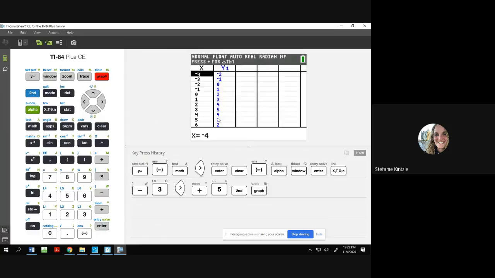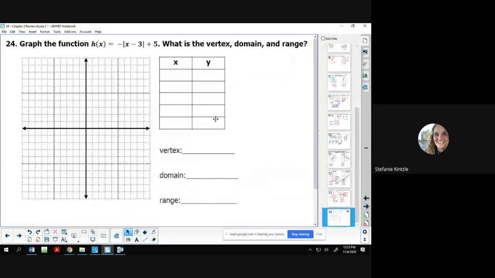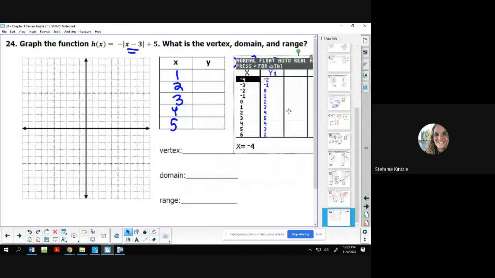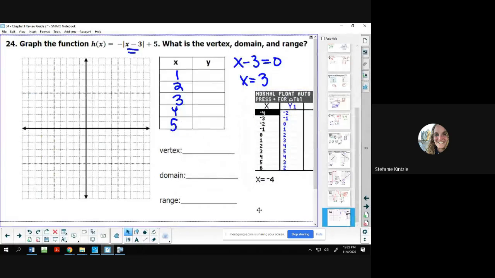Okay, so actually what I suggest doing first is take the inside of your absolute value symbols, which is x minus 3, and set it equal to 0. Solve for x, add 3 to both sides, and now you put the vertex in your table first, then I suggest graphing it. And let's just confirm, was our vertex at 3? Yes, our vertex was at 3, 5. So that's good. That means we did it right. Okay? So here's the values that we want.